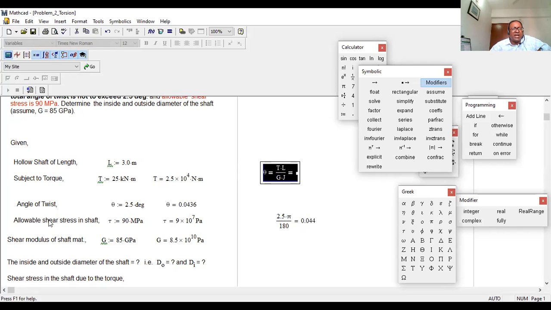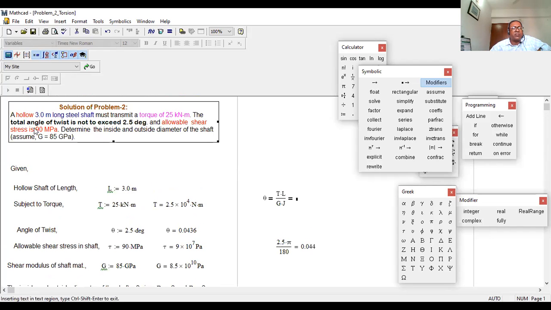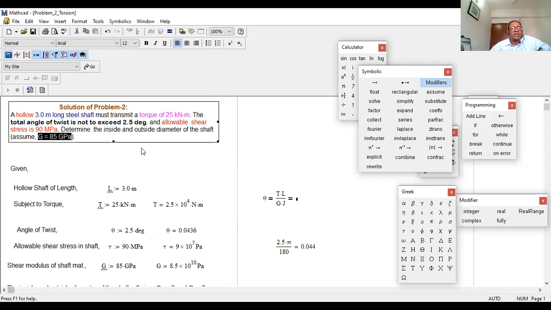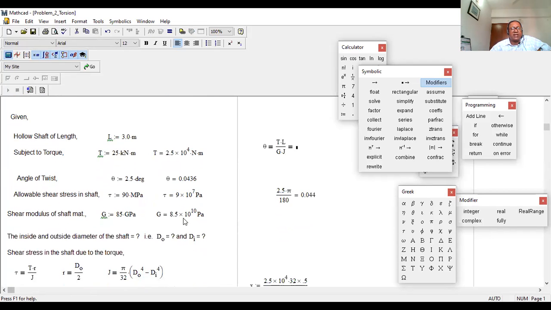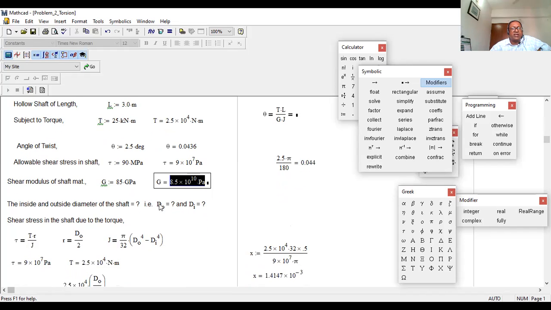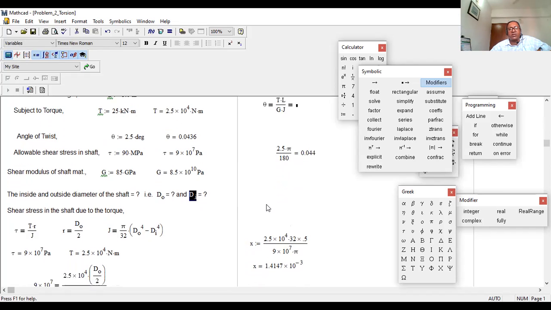Okay. Allowable shear stress, it's saying right over here, 90 megapascal. So tau equal to 90 megapascal, you multiply by 10 to the power 6. So 90 into 10 to the power 6 Pascal. Value of G is given, this one, 85 gigapascal. You convert in Pascal. What do you need to figure out? Outside diameter, D naught equal to how much, and Di equal to how much. That you need to figure out.